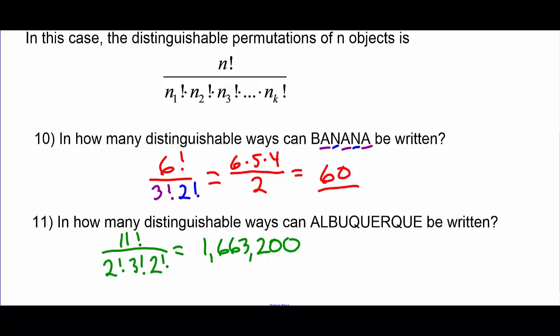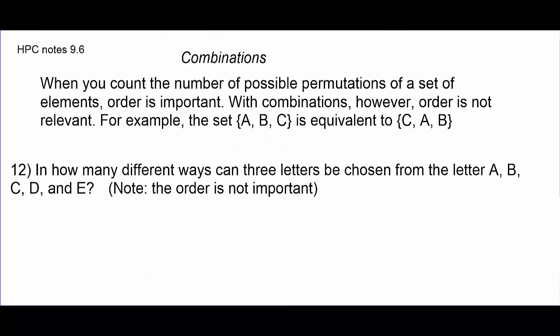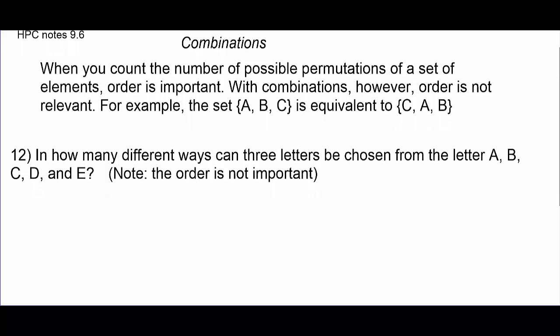All right, you can see what I've got on number 11: 1,663,200 distinguishable ways that the letters from the word Albuquerque can be arranged.